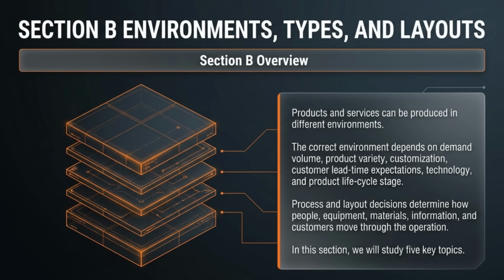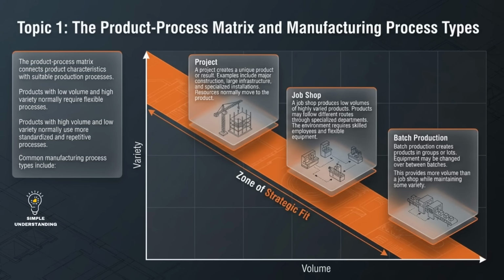In this section, we will study 5 key topics. Topic 1. The product process matrix and manufacturing process types. The product process matrix connects product characteristics with suitable processes. Products with low volume and high variety normally require flexible processes. Products with high volume and low variety normally use more standardized and repetitive processes.